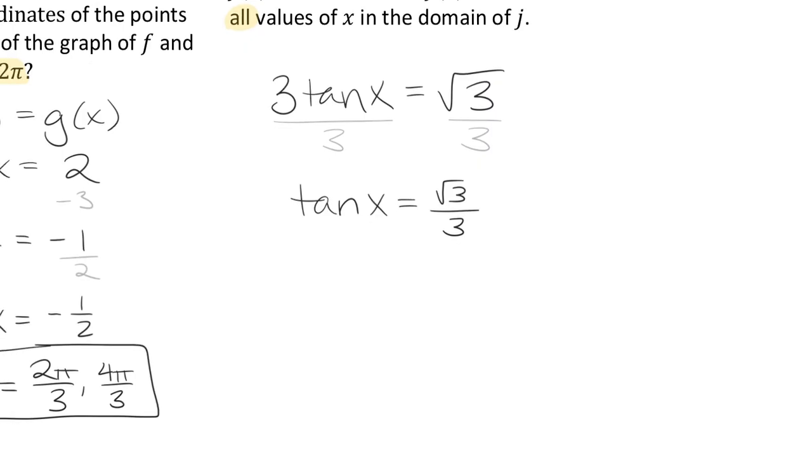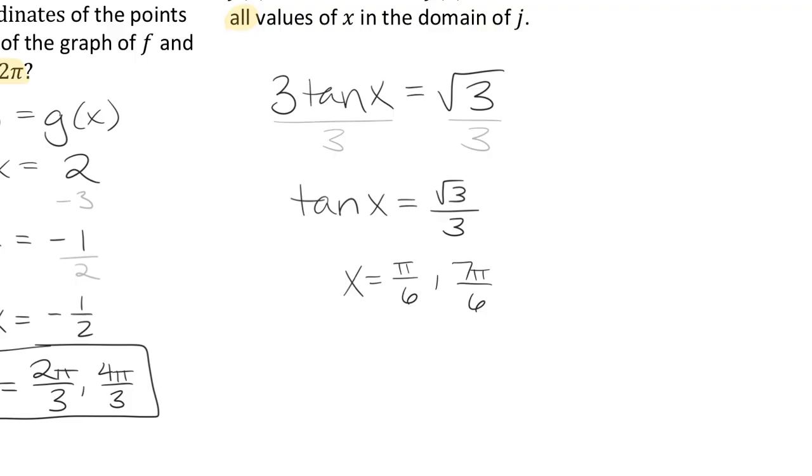Pi over 6. Very good. Is that the only one? No. What's the other angle that makes tangent equal to positive pi over 6? 5 pi over 6. That'll be in quadrant 2. Give me the... that'd be quadrant 4. 7 pi over 6. You guys, we're getting there. Okay, here's the deal though.